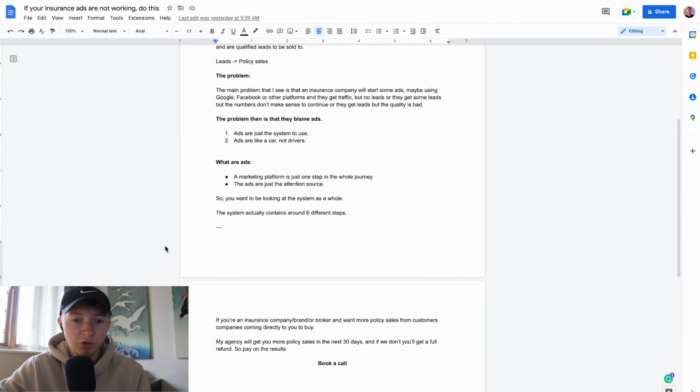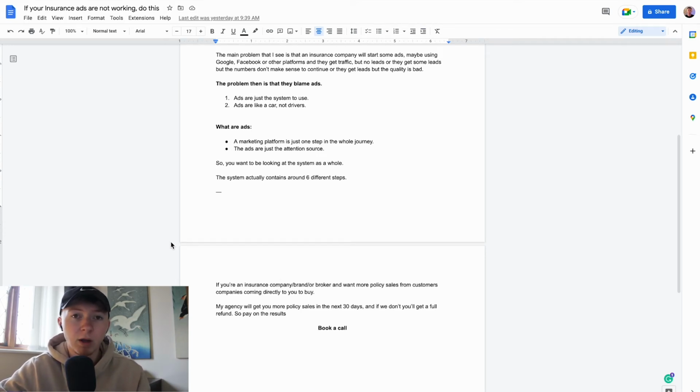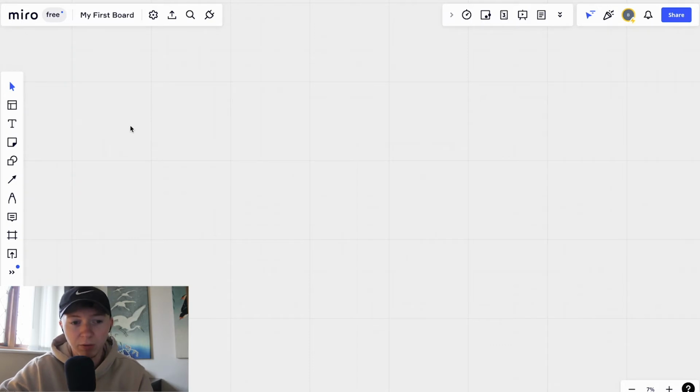So let's gauge exactly what ads are. A marketing platform is just one step in the whole journey of converting a customer. Basically, the advertising platforms are just an attention source. You're paying to get your product or service in front of the right person. So you want to be looking at the whole process from turning someone from a traffic source into a customer as a whole system, from a holistic point of view. Usually converting customers on insurance ads actually comes in around about 6 different steps. So I'm going to jump into a whiteboard to explain how this works.